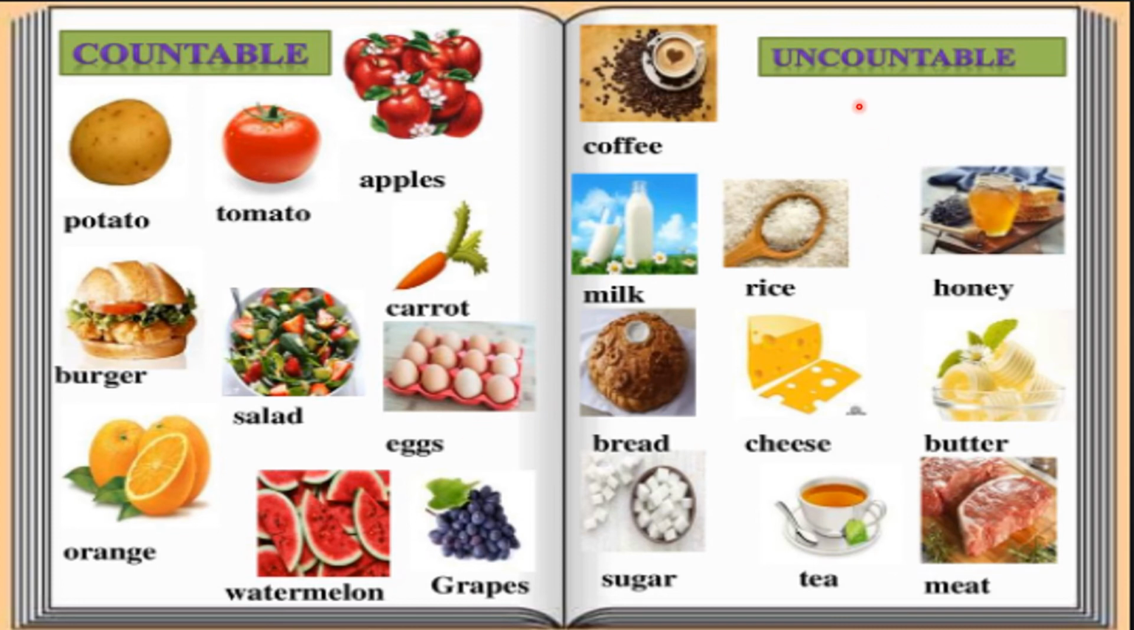But here, they can only be measured. For example, coffee, milk, rice, honey, bread, cheese, butter, sugar, tea, meat. So these are nouns which can be measured and which cannot be counted. These are called uncountable nouns.